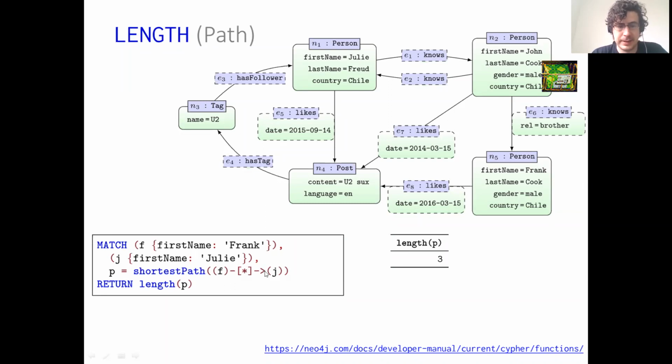So let's see, we have 1, 2, from Frank 1, 2, 3 in this way. So Frank, sorry, doesn't count. So we have a length 1, length 2, length 3. So a direct path, just one edge, would be a length of 1. So it's essentially how many edges we traverse in the path. So there's a wide range of other functions that you could find in the documentation.